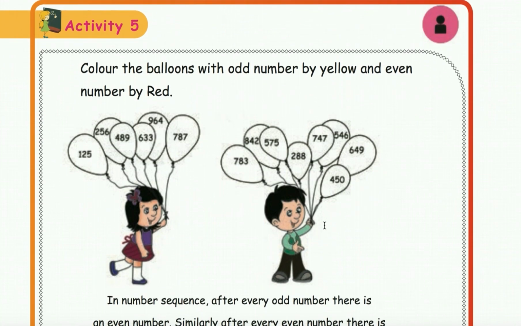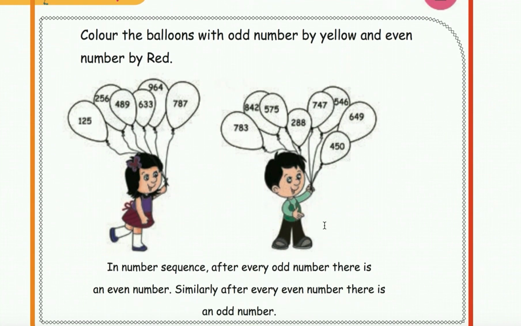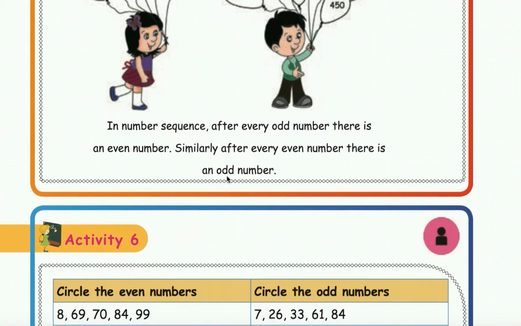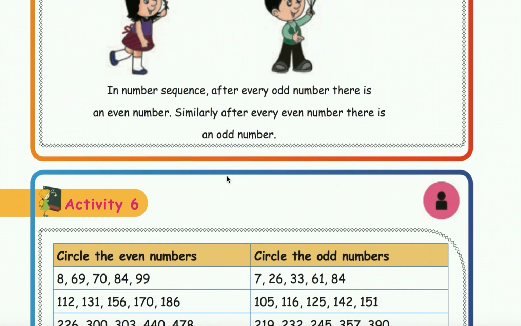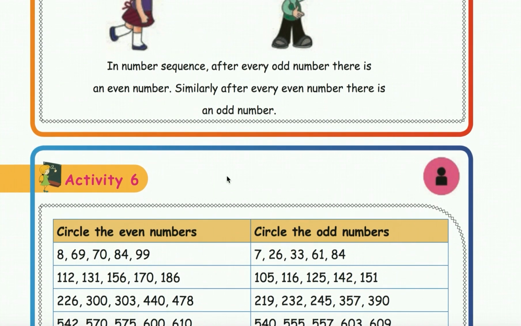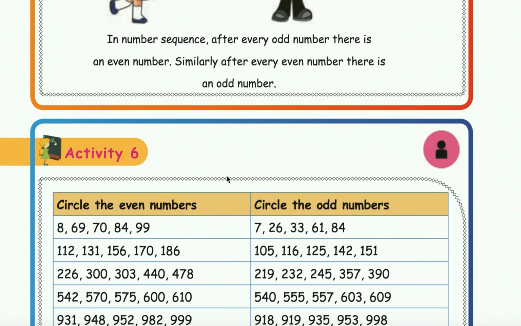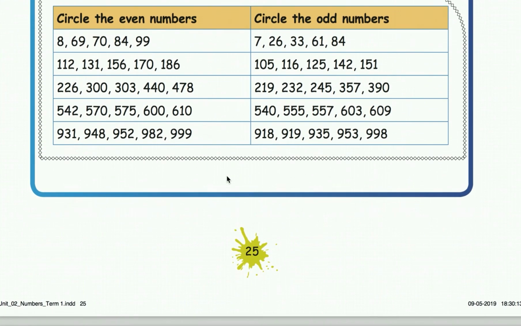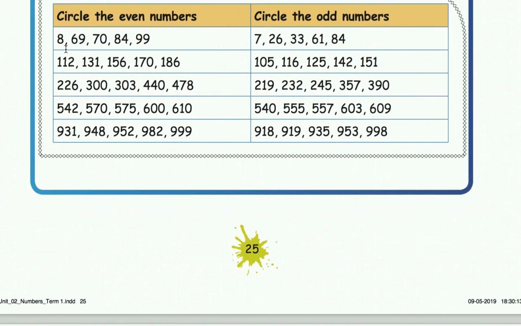Color the balloons with odd numbers yellow and even numbers red. That you do whenever you get free time. Okay, in the number sequence, after every odd number you will get an even number, after every even number you will get an odd number. Circle the even numbers. 8 is an even number, you circle it. 8, 70, okay.